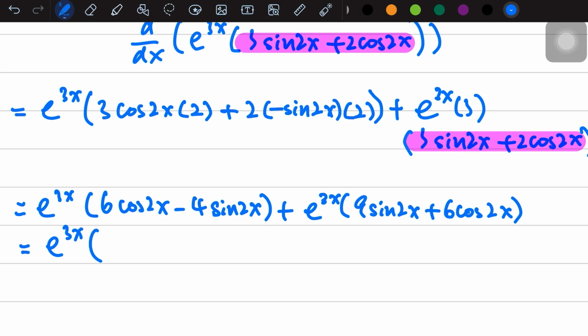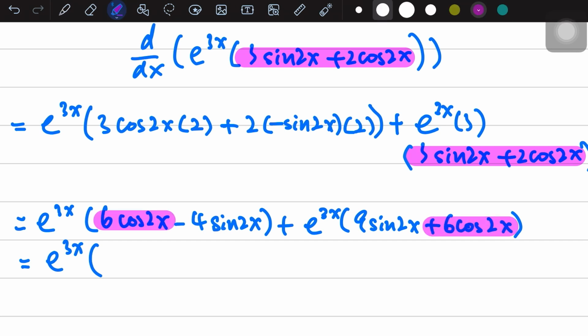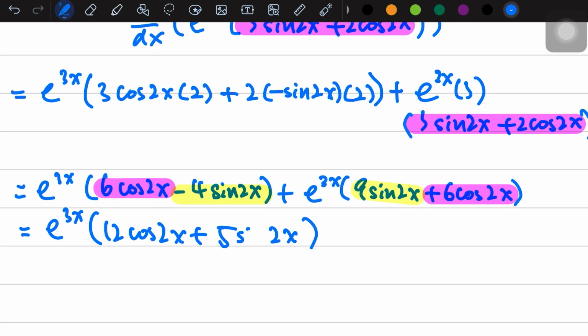So, 6 cosine 2x. Let's highlight it, shall we? Same component. And then same component. Good. 12 cosine 2x. Good. So, this is the answer.